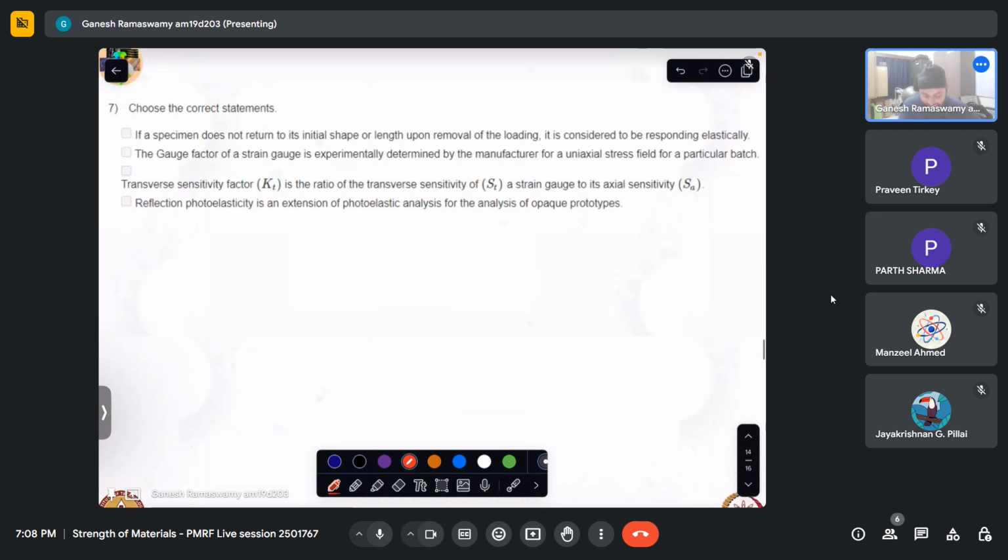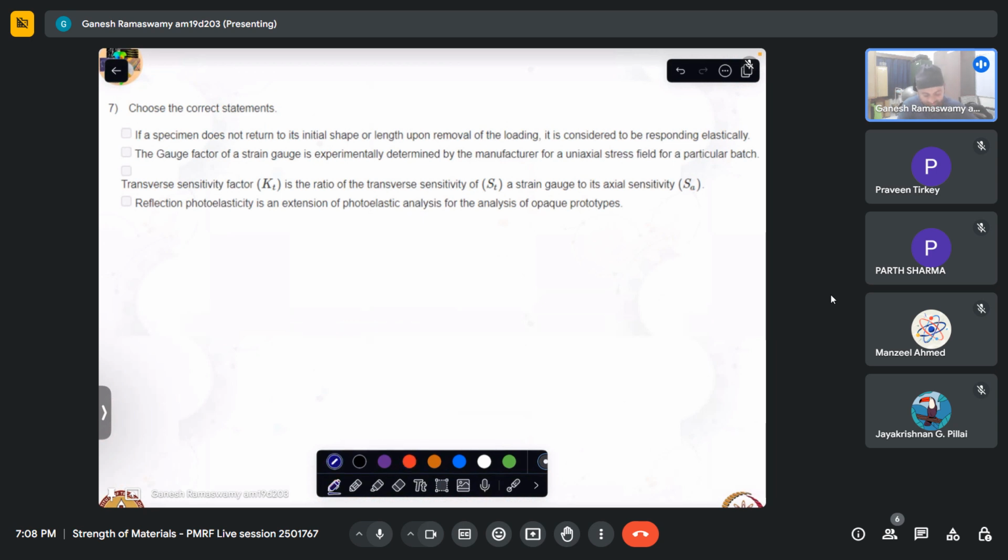If a specimen does not return to its initial shape or length upon removal of the loading, it is considered to be responding elastically. So I need not delve much into this. You can see why this is not correct.